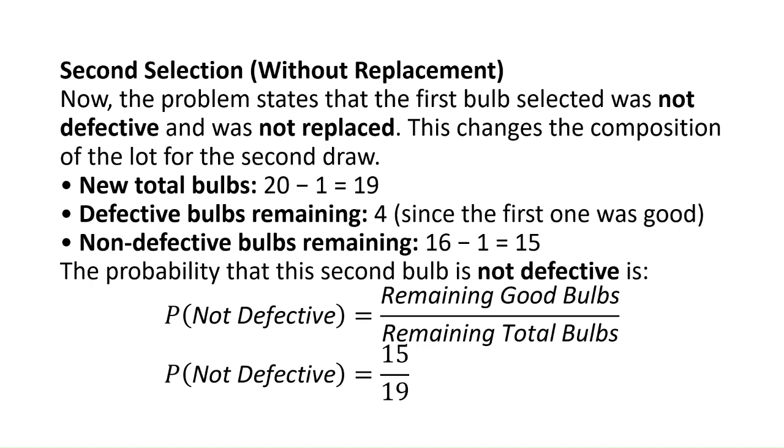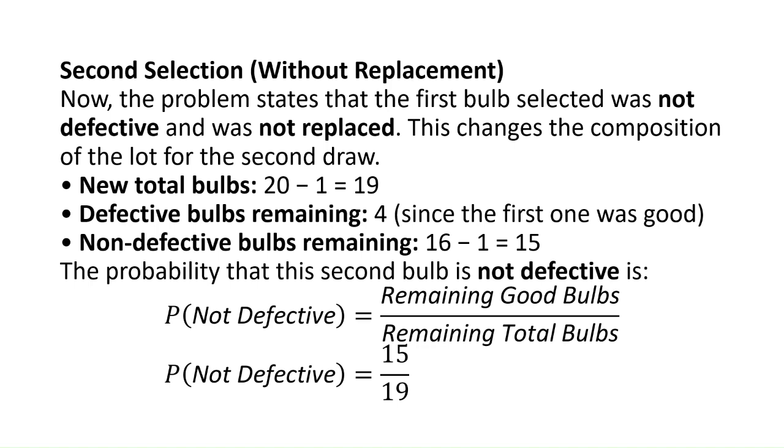So total bulbs will be 20 minus 1. Defective bulbs remaining are 4 because the first bulb was non-defective, a good bulb. Non-defective bulbs or good bulbs remaining will be 16 minus 1, that is equal to 15. Previously there were 16 non-defective bulbs, but one good bulb was removed and it was not replaced. That's why non-defective bulbs remaining will be 16 minus 1, that is equal to 15.